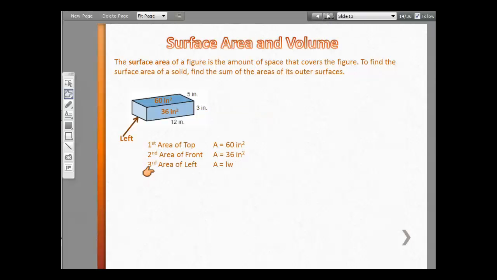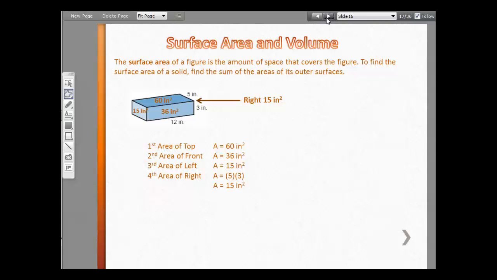Okay, the third is the area of the left side. Here's the left side. Whoops, right there's the left side. And if you look, you know that your length here is 5 and your width right here is 3. There you go. 5 times 3 is 15 inches squared. You do the same thing for the right side. Again, your length and width are 5 and 3. So there's another 15 inches squared.